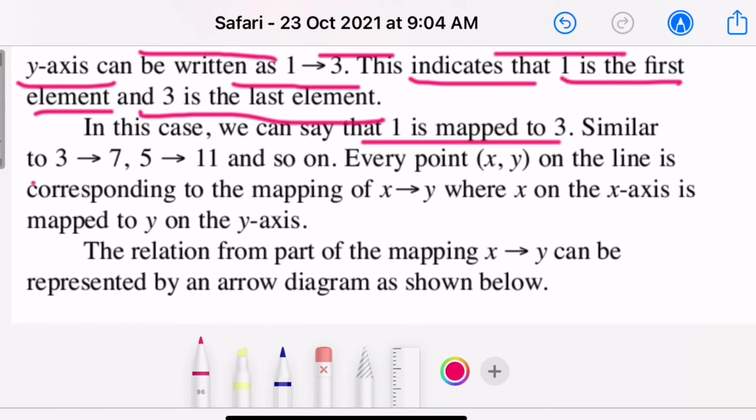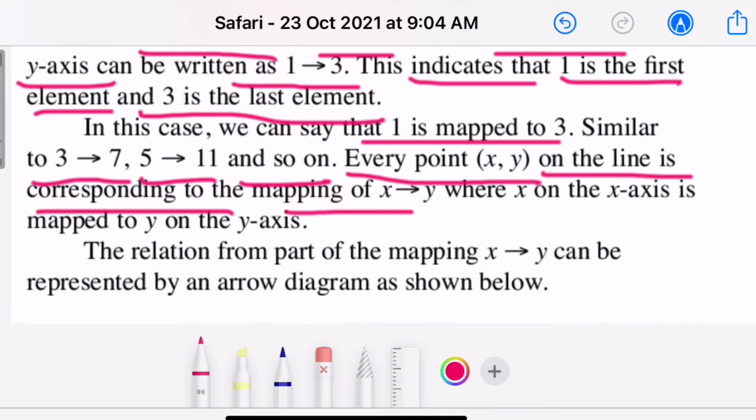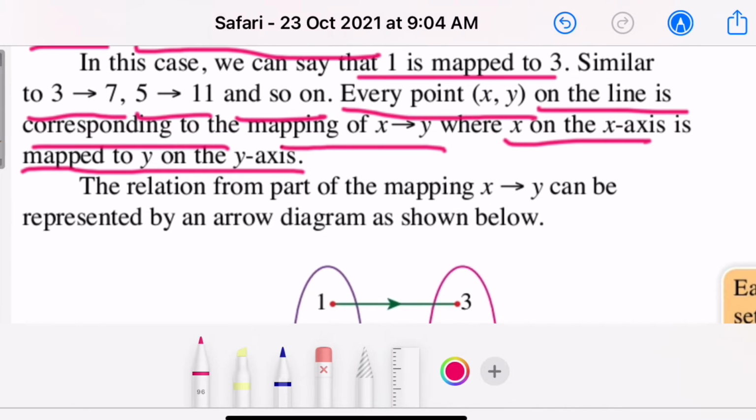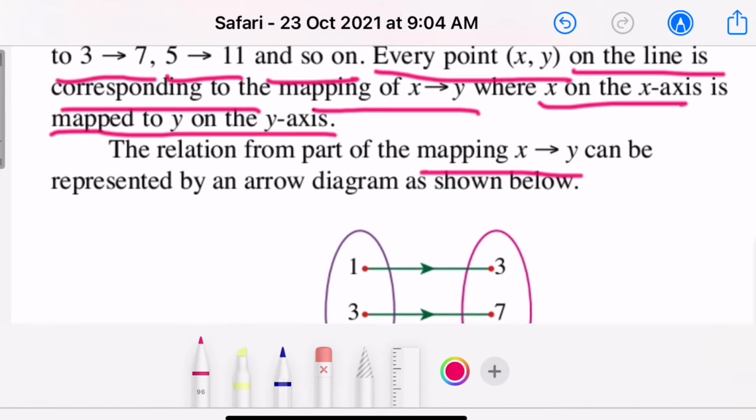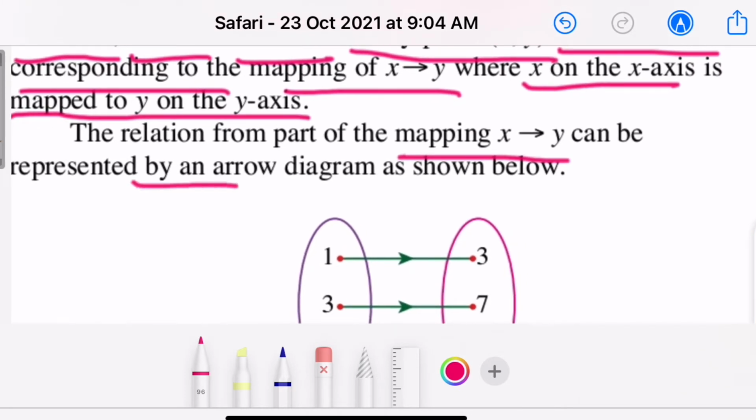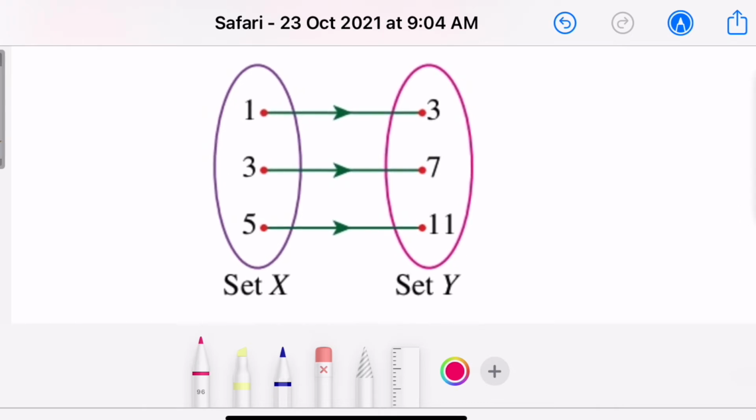Similarly, 3 maps to 7, 5 maps to 11, and so on. Every point (x, y) on the line corresponds to the mapping x maps to y, where x on the x-axis is mapped to y on the y-axis. The relation from part of the mapping x mapped to y can be represented by an arrow diagram as shown below. So this is the arrow diagram.